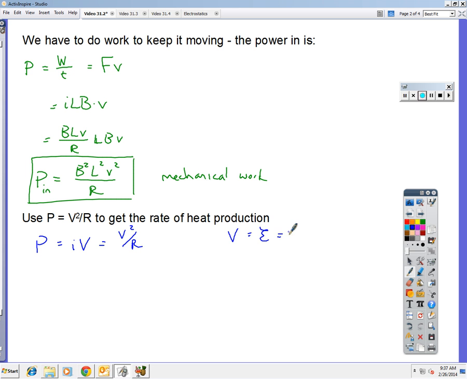This is capital V, the voltage, which is BLv, and that means V squared over R equals B squared L squared v squared over R, and that is the same expression we get for the mechanical work in. So what we've just done is we've created a crude electrical generator. We put mechanical work in, we get electrical energy out. And because it's just a resistive load, that electrical energy is converted to heat, but you could also put a motor there or a light bulb or something like that. And the power out is equal to the power in, assuming there's no inefficiencies involved.